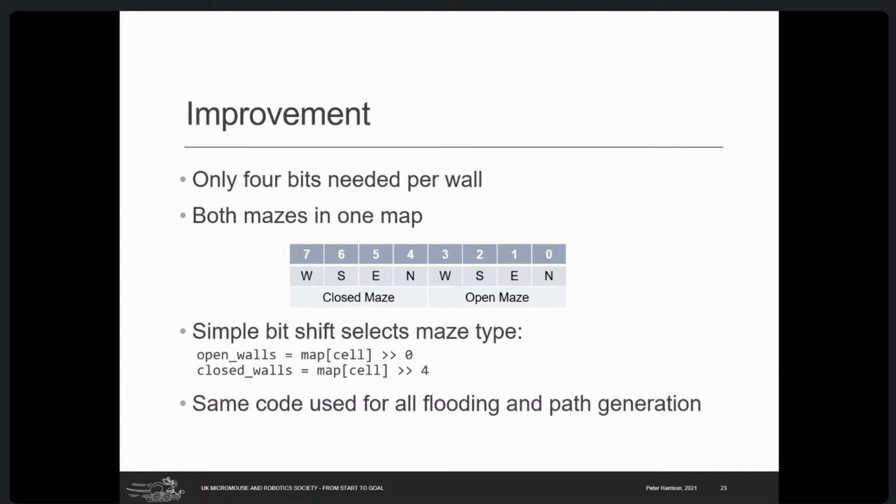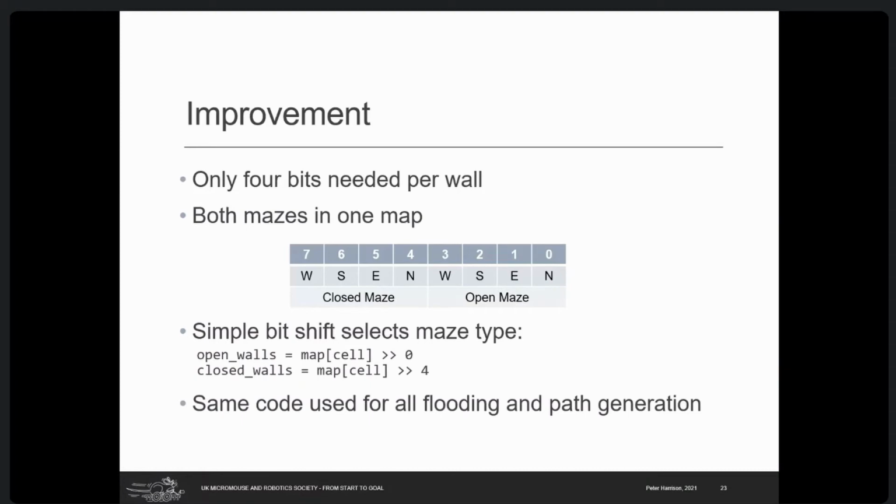If at any point I want to have a look at the walls in a maze, I can choose the closed maze or the open maze by simply shifting the contents down 4 bits or not shifting them. And if that number is a constant, I always do the shift. Right, in the code, I always do the shift. And if that constant happens to have the current value of 4, I'm looking at the closed maze. If it happens to have the value of 0, I'm looking at the open maze. Right, so my code is always the same, and there's just some global constant somewhere which says whether I'm currently looking at the open maze or the closed maze.